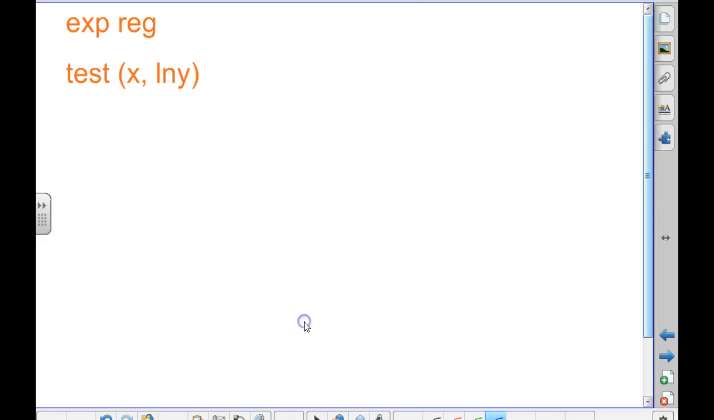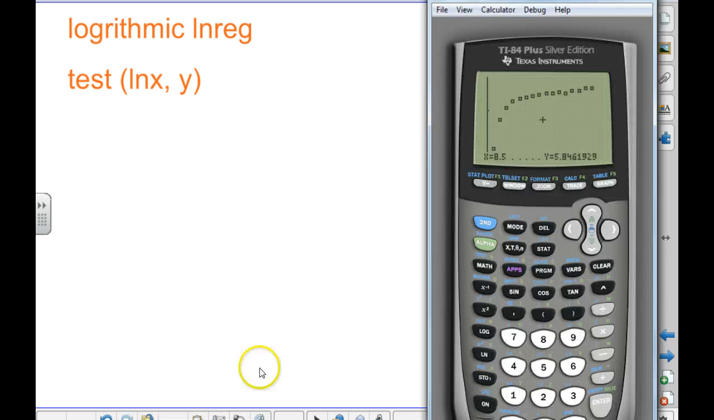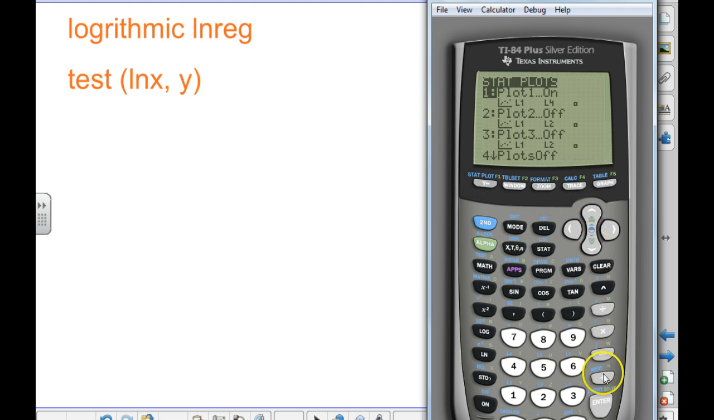Okay. Next test is logarithmic, or the ln regression, and the test for that one is ln of x, where's that? L3, and plain old y, which is L2. We want the best one. L3, L2. That's a really good representation. L3, L2. That one's not too bad. Might be our best bet.